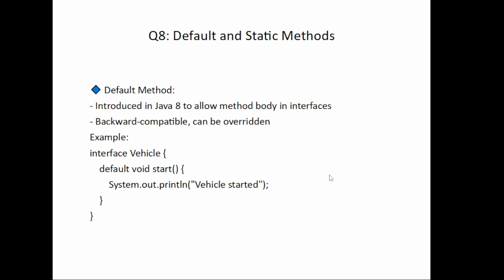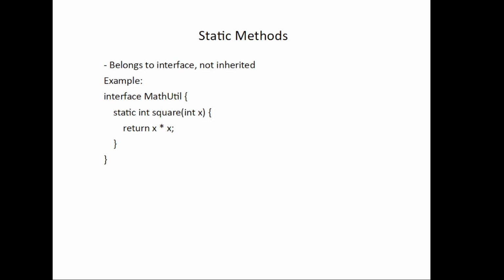So let's look at the default method first. In this example, the interface Vehicle has a default method start, which means it has a method body. So this method can now be inherited by implementing classes without forcing them to implement it. And why is this useful? Suppose you have 100 classes implementing an interface. Now you want to add a new method. Without breaking all those classes, you add a default method. That's backward compatibility.